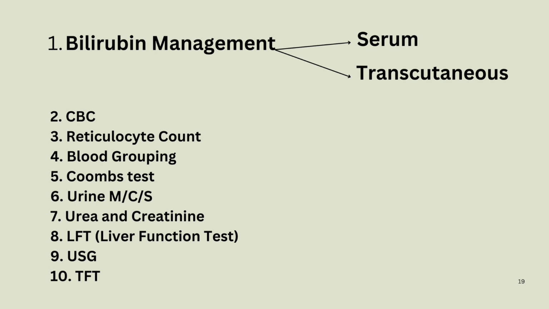Next, blood grouping can be done to know the rhesus factor or Rh compatibility. Next, we can do Coombs test that detects the antibodies attached to the RBCs, that is the potential cause of hemolysis. Next, we can do urine microscopy, culture and sensitivity that shows urinary tract infections or any other infections. Urea and creatinine can be done.